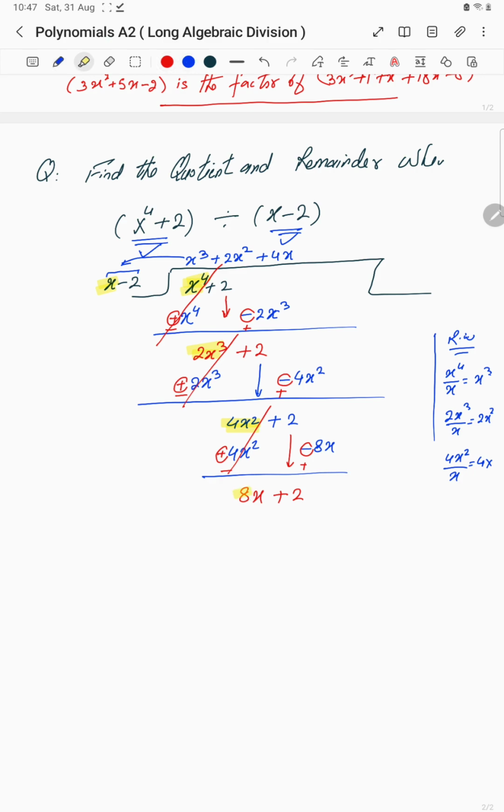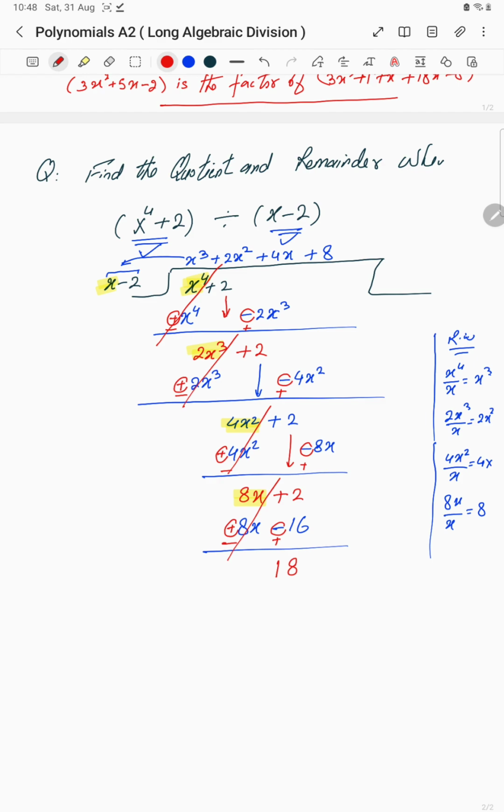Now the first term in the dividend is 8x, and the divisor is x, so we get plus 8. Write plus 8 here, and now multiply this plus 8 with the entire divisor, we get 8x minus 16. It's a constant over here. Okay, we change the sign, it cancels, and it becomes 18.